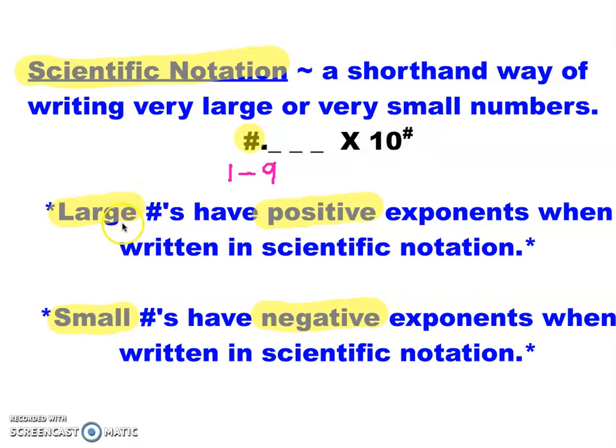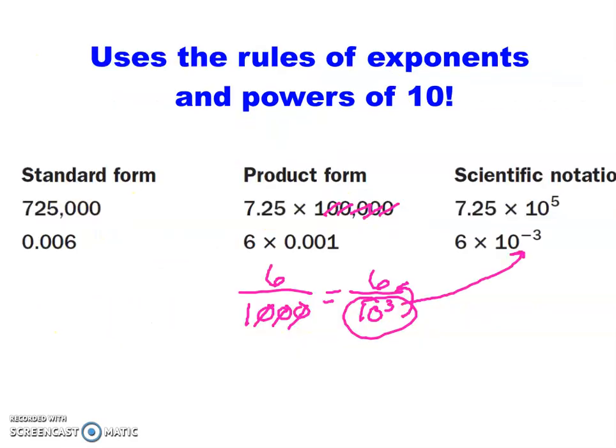So large numbers have a positive exponent when written in scientific notation, and small numbers will have a negative exponent when written in scientific notation. So that's pretty important to remember: large, positive, small, negative. Okay, so using the rules of exponents and powers of 10.